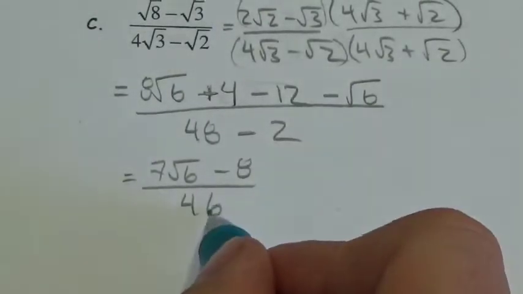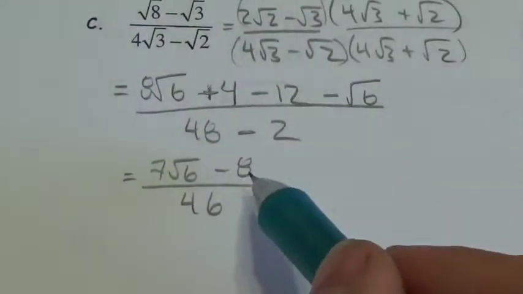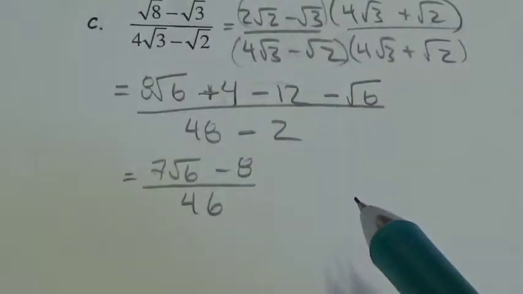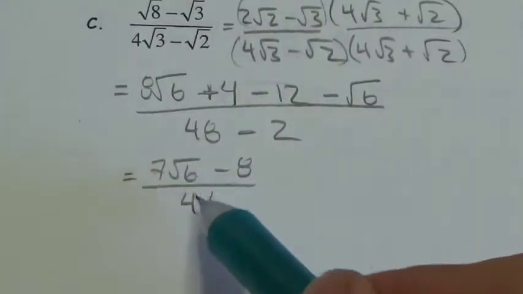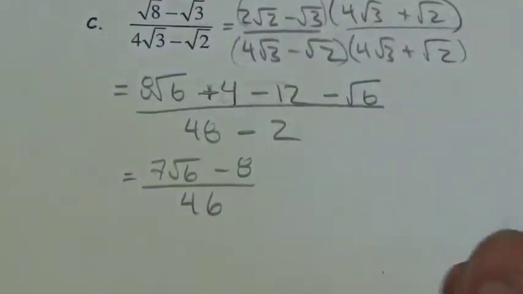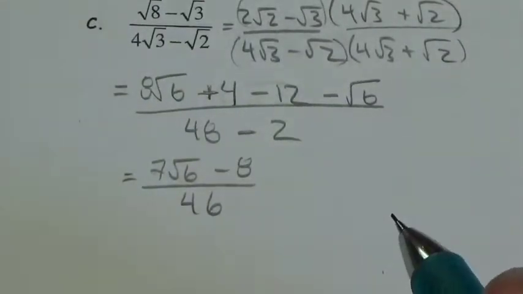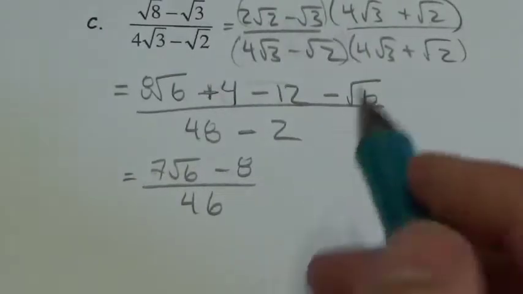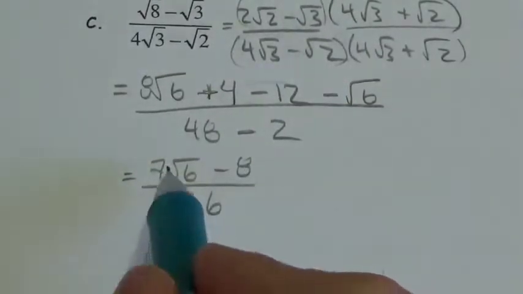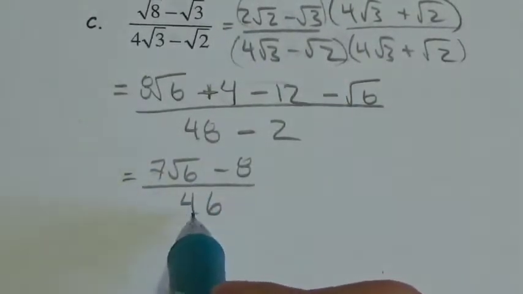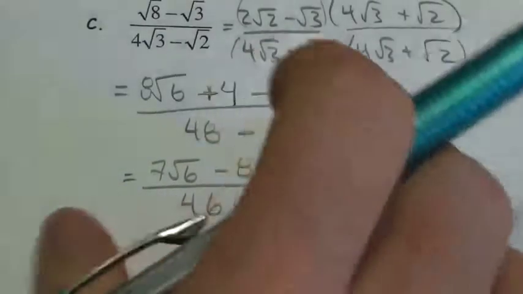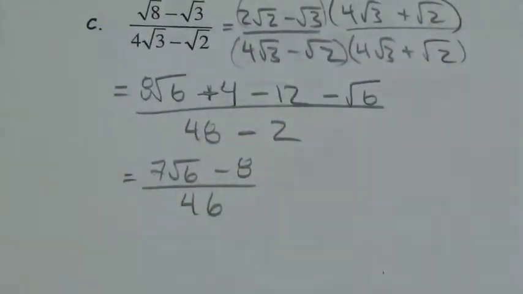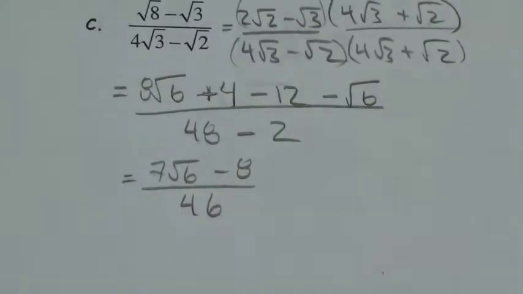Now, if I was to simplify this, you'll notice 7 and 46 don't have anything in common. I don't even worry about the root 6 because the root 6 and this integer are completely different types of numbers. They're not common. But 46 and 8 have something in common. Unless I'm willing to split that up and make this 7 root 6 over 46 minus 8 over 46, split that up into 2 terms, I can't simplify anything. So that would be the end of that question.